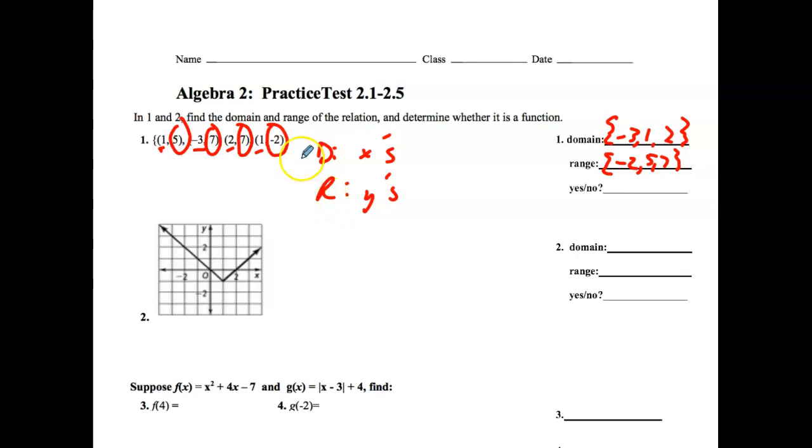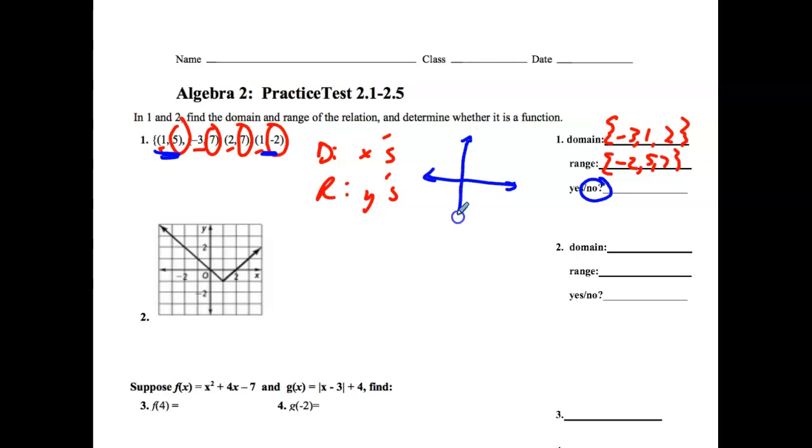And then if you want to know if it's a function or not, basically you're looking for the same x going to different y's. And I've got that here. I've got (1, 5) and (1, -2). That's an issue right there. This point and this point, that can't happen. So this is not a function. Remember, you could see that on the vertical line test.